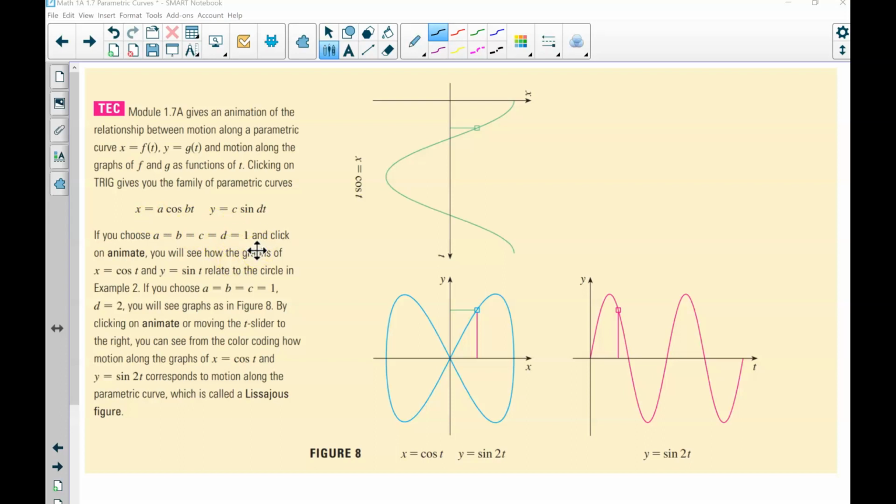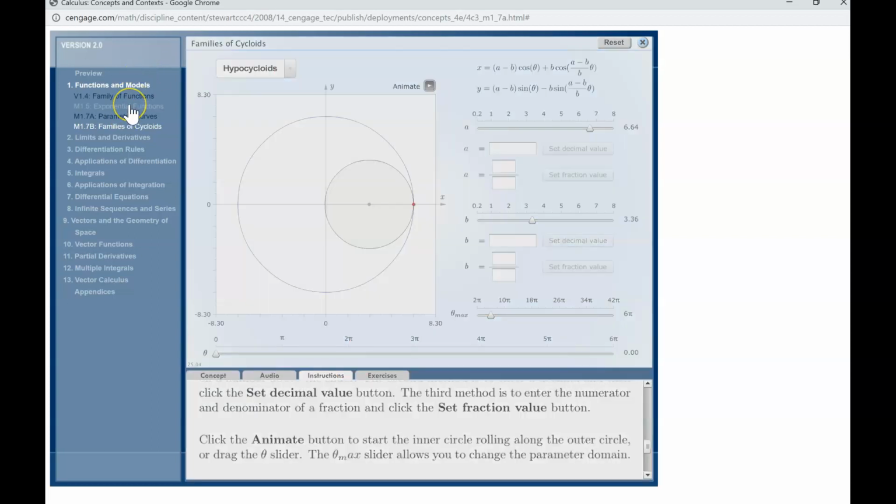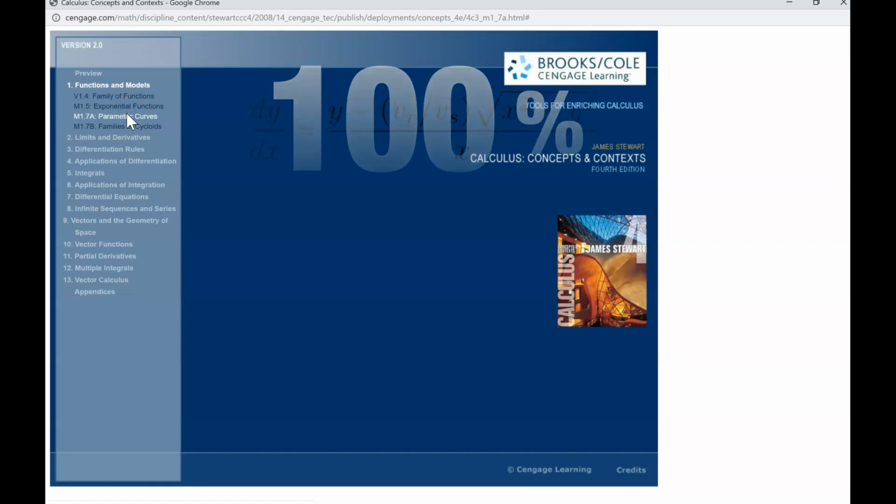Now we're going to choose values for A, B, C, and D, and then animate that, and we're going to see how the graphs relate to the circle. If we choose A to be B and B and C to be 1, and then change D to be 2, let's see what happens when we do the animation for that. So I'm going to go ahead and click on the animation here and take a look at our parametric curves animation.